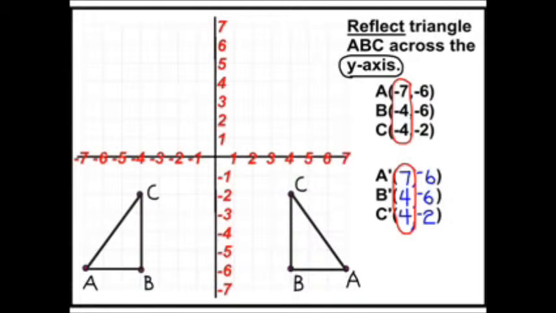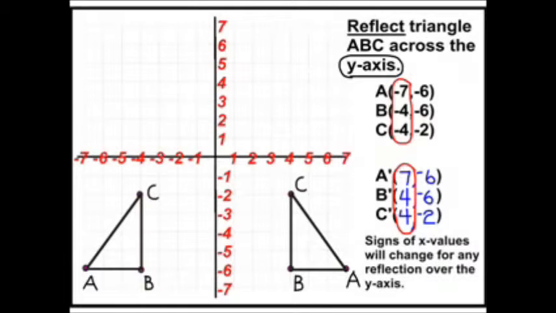That brings us to a rule. Whenever we reflect anything across the y-axis, all of the y values will remain the same, the number as well as the sign. But for the x values, the sign will become opposite of what it was before. So for point A, it was -7 and it turned into +7. B and C were both -4 and we changed those both into +4.